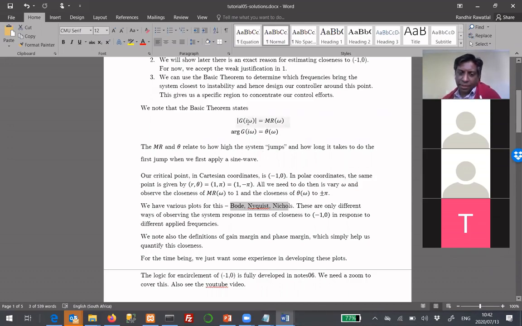So our function g of I omega, of course, it has a real part and an imaginary part, then it has a magnitude. So if you convert that into polar coordinates, then you can talk about a magnitude and an angle. We are going to use those concepts and plot out our function in different ways. And you'll see we have some nice ways of looking at how close we get to this -1, 0 point.